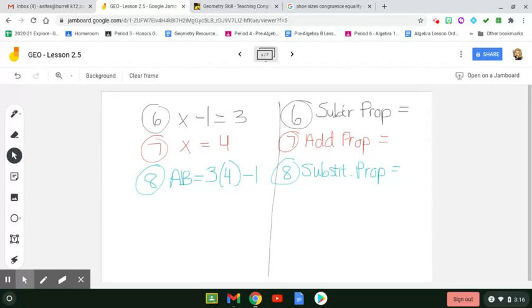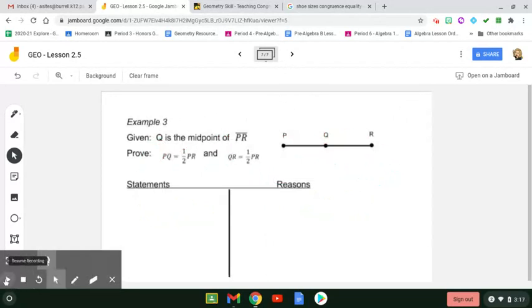All right, so now my next move is I'm going to simplify this to get my answer for AB, and I'm really hoping that it's equal to 11. So 3 times 4 is 12, 12 minus 1, yep, it's 11. And what did I simply do to get that? I simplified it. All right, so 9 steps, but I got there and I justified every single step along the way.